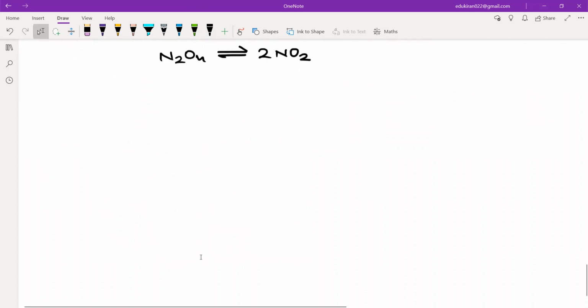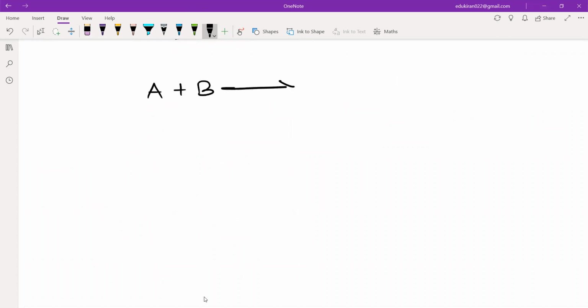Why is that? Because in an irreversible reaction, there is nothing to study. There is A, there is B, and it is going to give you only C. But if I have A plus B giving 2 moles of C, and these 2 moles of C can also react with each other and form A and B, now we have one question in mind.